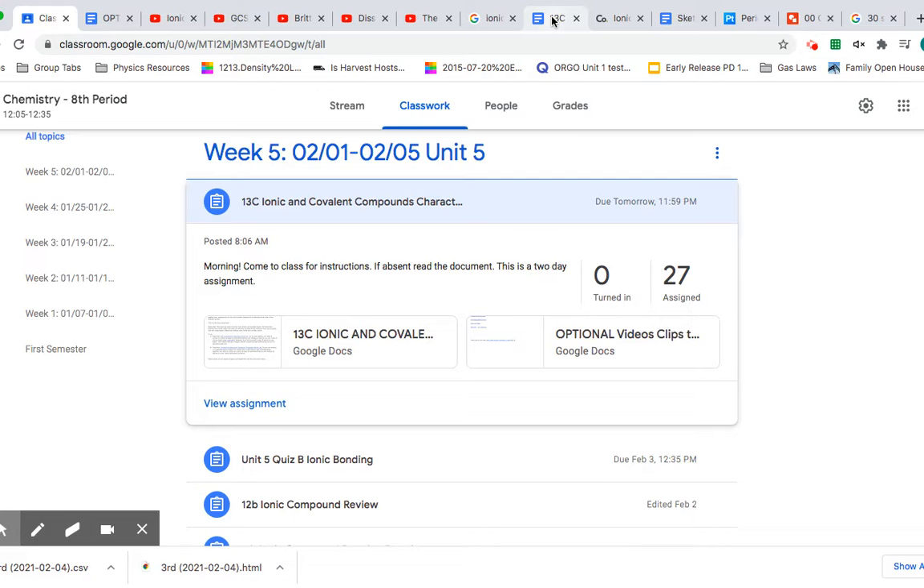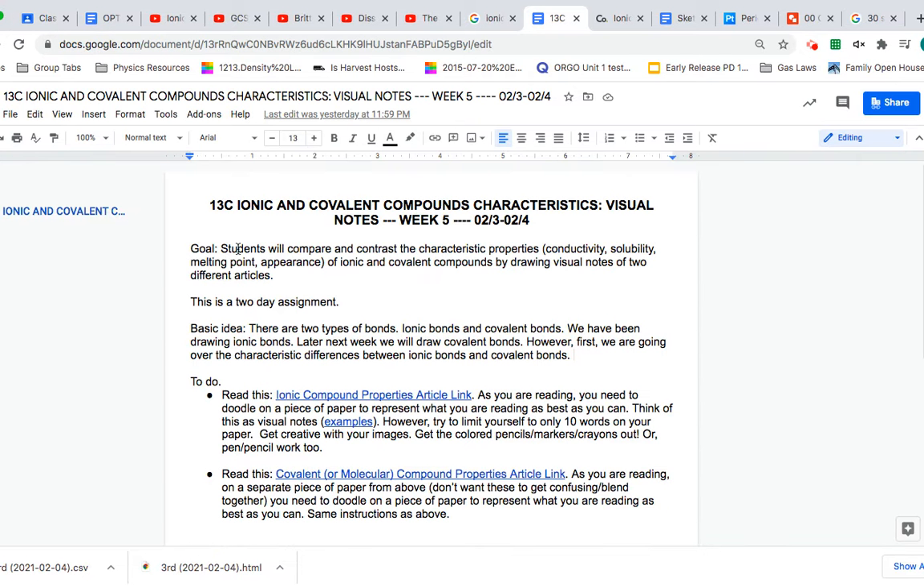Okay, so then moving on to what we're actually doing. If you click on 13C and open it up, it comes to here. Our goal today is students will compare and contrast the characteristic properties of ionic and covalent compounds by drawing visual notes of 2 different articles. This is a 2-day assignment. So this is due tomorrow at midnight. But it is really 2 days worth of work, and you'll be coming back tomorrow and we'll be going through the second bit.